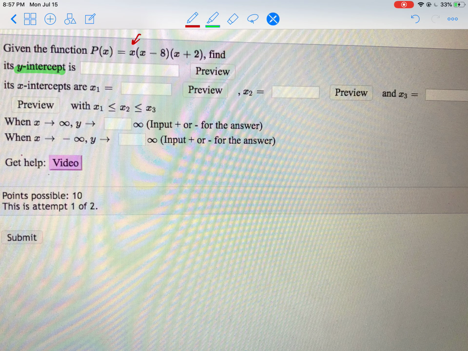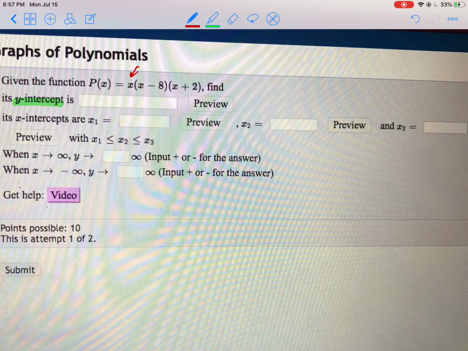Okay, let me move this down. You're going to get a 0 times -8. You plug it in there, and then times a +2, and that is 0. So your y-intercept is 0.